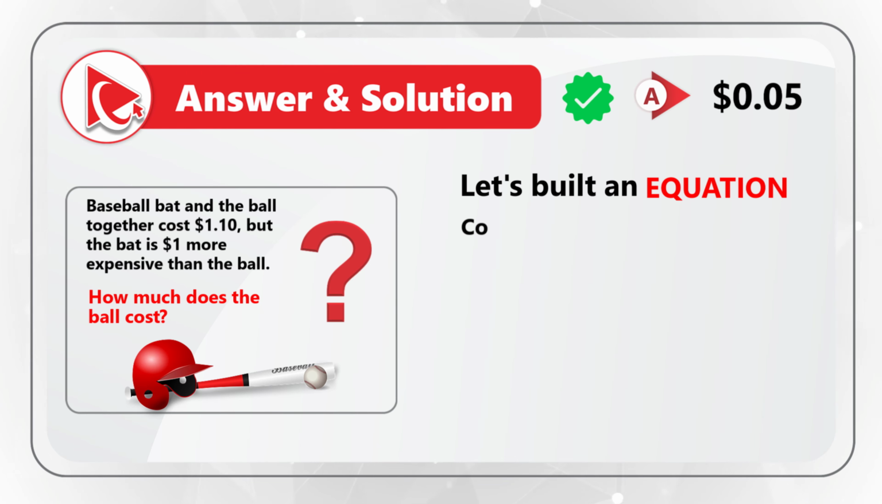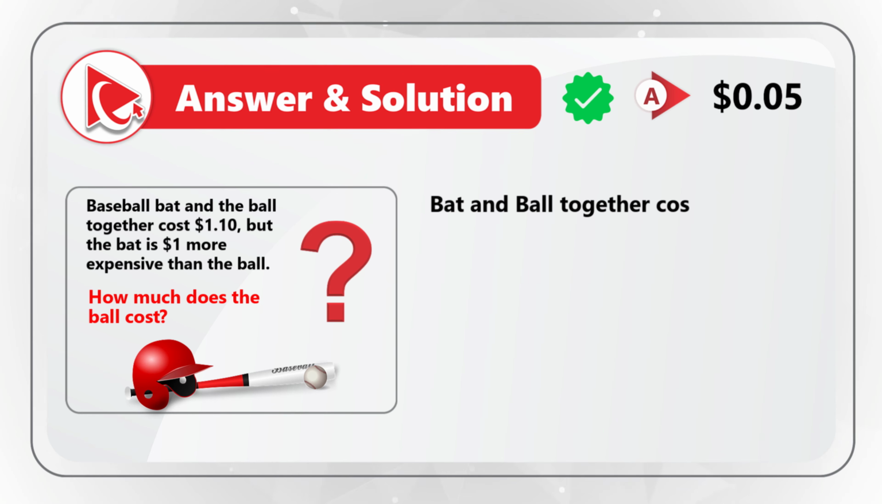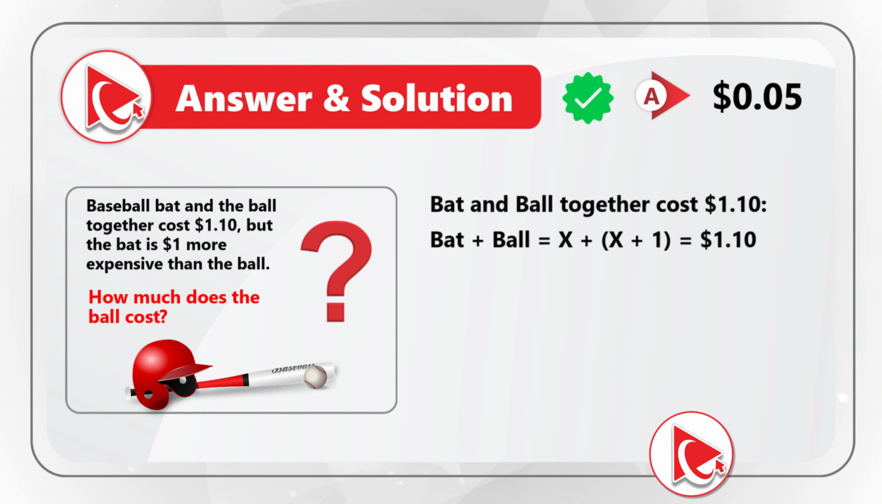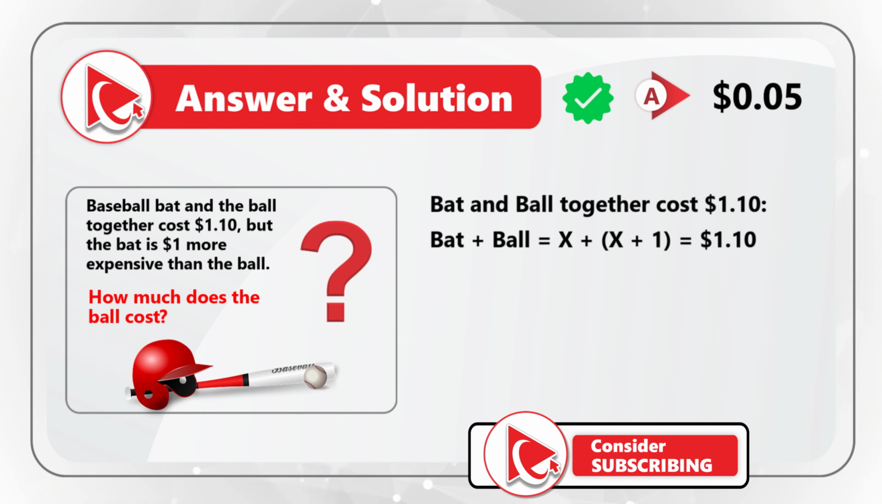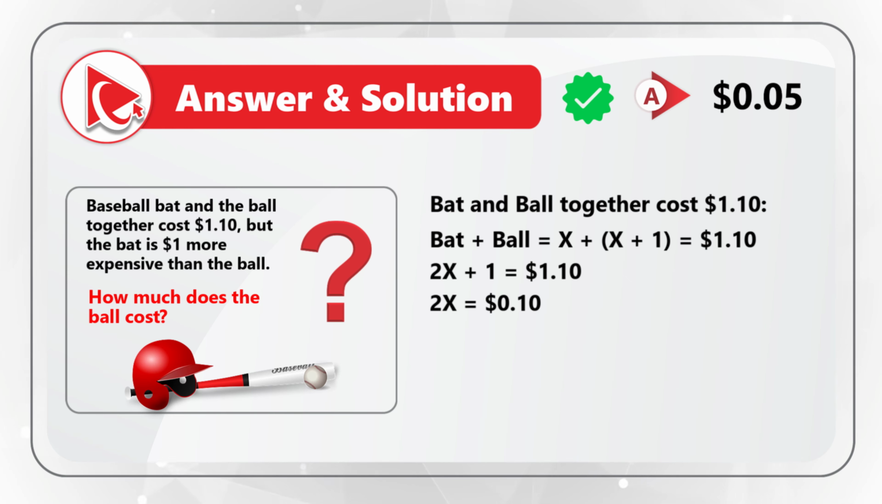Let's build a quick equation. The cost of a ball would be X. And since the bat costs $1 more, the cost of the bat would be X plus $1. Now we can take advantage of the fact that the ball and the bat together cost $1.10. Bat plus ball would be X plus X plus 1, which would be equal to $1.10, which would mean that 2X plus 1 would be equal to $1.10. If we simplify, we would find out that 2X equals 10 cents, which basically means 2 balls equal 10 cents, which means that the cost of 1 ball, the X, equals 5 cents.